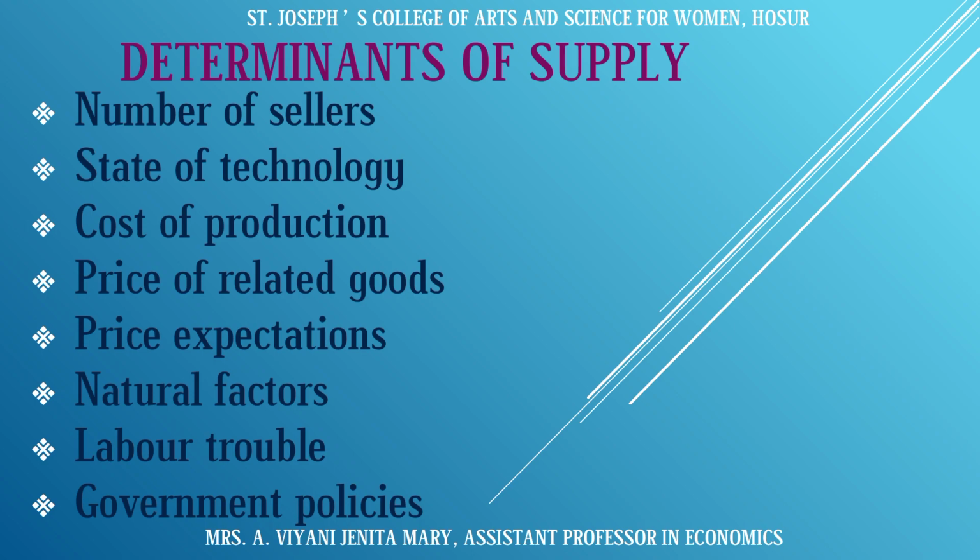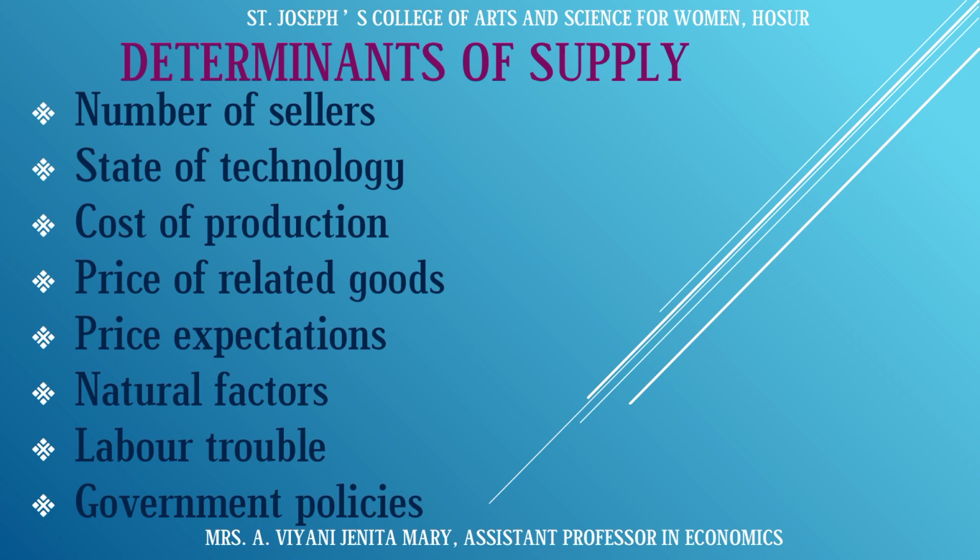Then, natural factors. Supply of goods is also affected by seasonal factors. This particularly applies to food products, as some fruits or vegetables are available in plenty during some season, and in another season there is a shortage. Labor trouble. The strikes, lockouts and other labor troubles affect the production and decrease the quantity of supply.